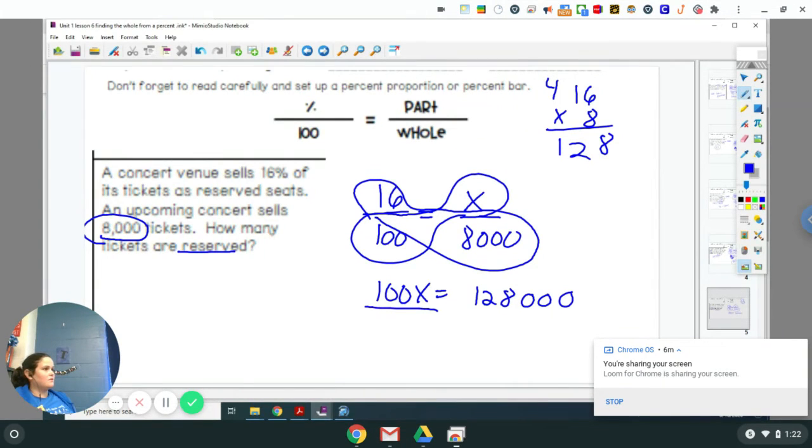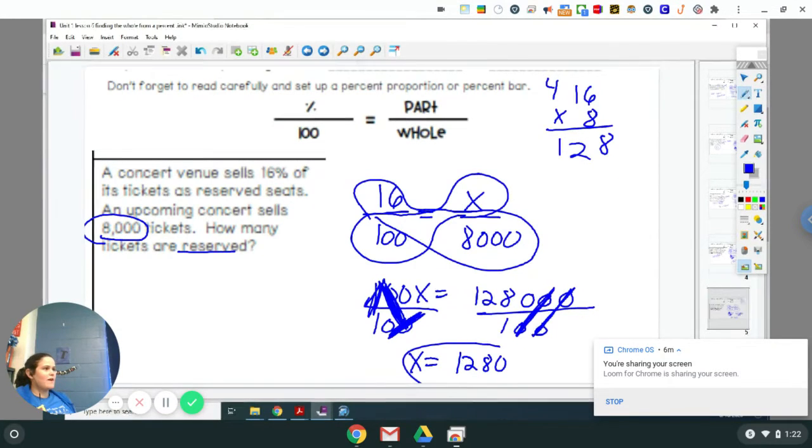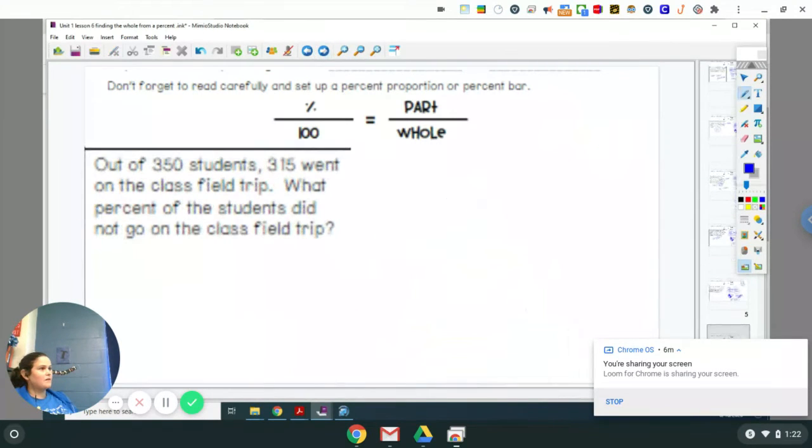And then you divide both sides by 100. This crosses off to a nice 1. And then these zeros can be canceled out. So 1,280 divided by 1 is just 1,280. So it means that there were 1,280 tickets sold for reserved seats. All right, let's try another one.